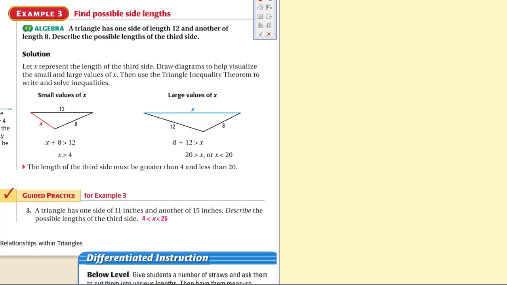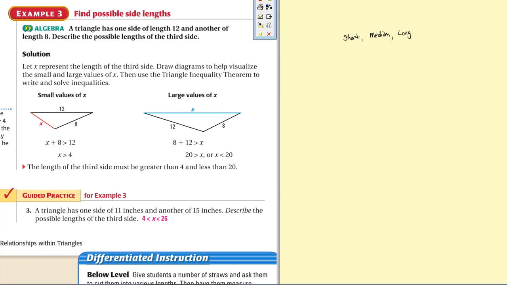Well, if we think about it, a triangle has a short side, a medium side, and a long side. Now, of course, they could all be the same and have an equilateral triangle, but in general, this is what happens. So, we don't know where the 8 and the 12 belong.